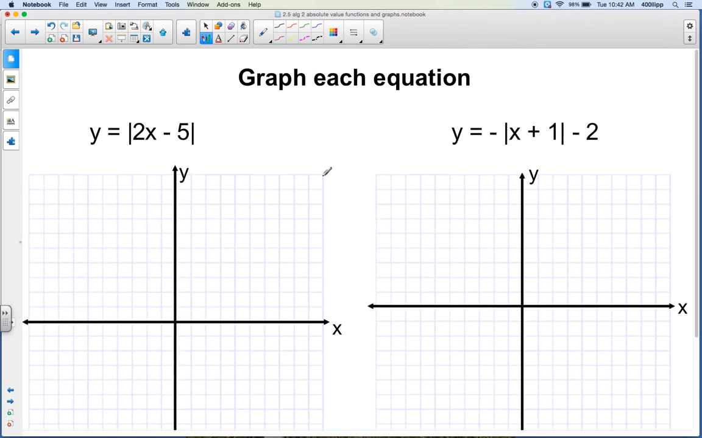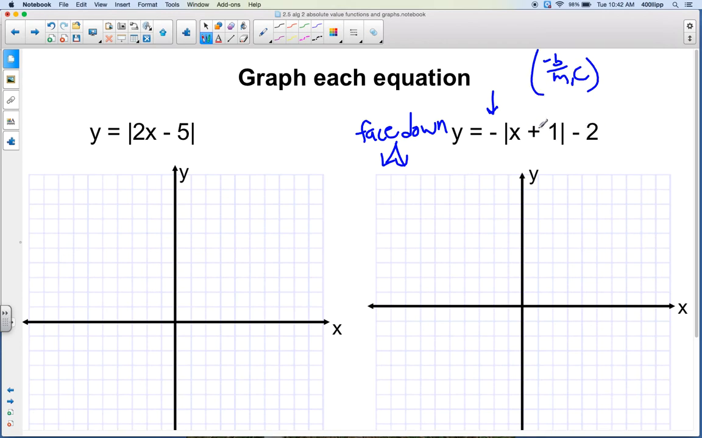Okay, let's try one more like this. We're going to do this one. Notice here we got this negative in front. If there's a negative in front, that means the absolute value graph is going to face down. So it's going to be an upside down V, like that. Okay? So we're still going to use negative b over m comma c here.